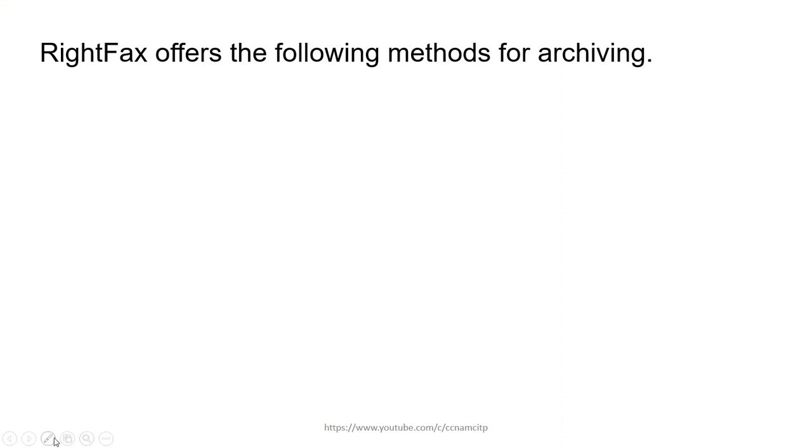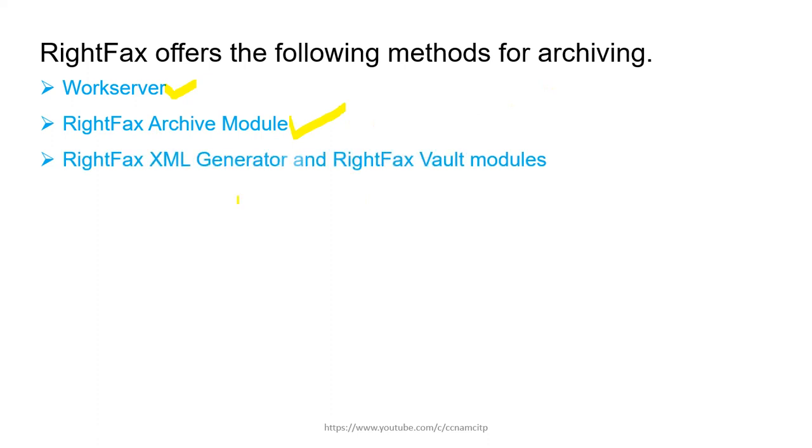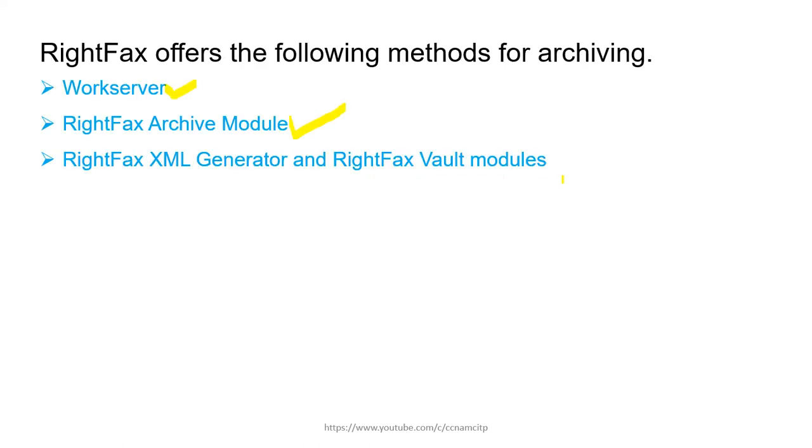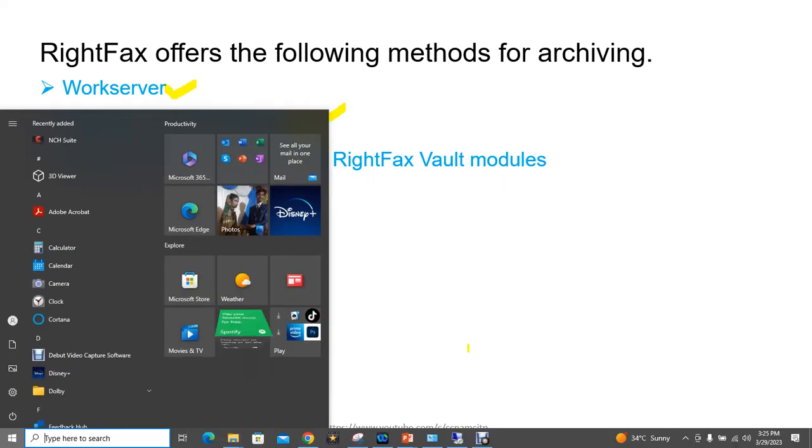So guys, let me take the highlighter first. RightFax offers the following methods for archiving. The very first one is Workserver. We can configure Workserver for archiving, and we have the RightFax archiving module. The next one is the RightFax XML generator and RightFax vault modules. These are the three methods we can apply, or any one of these three.